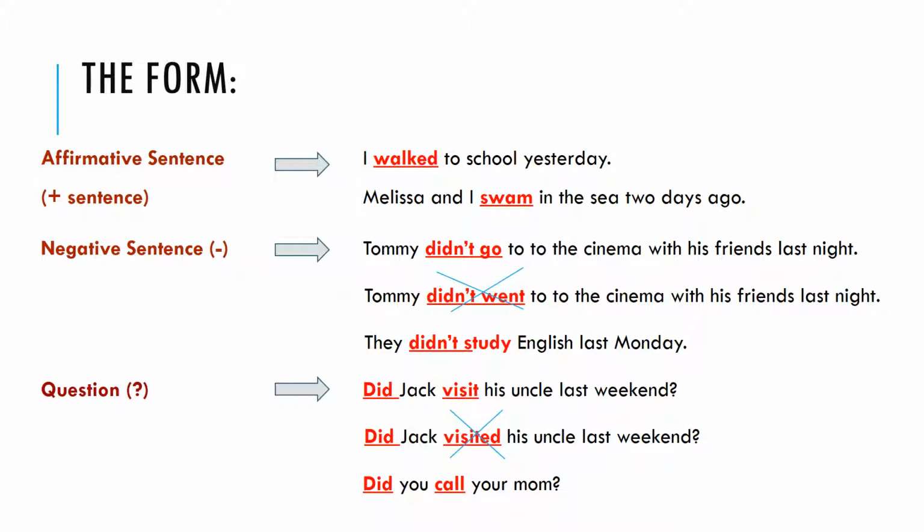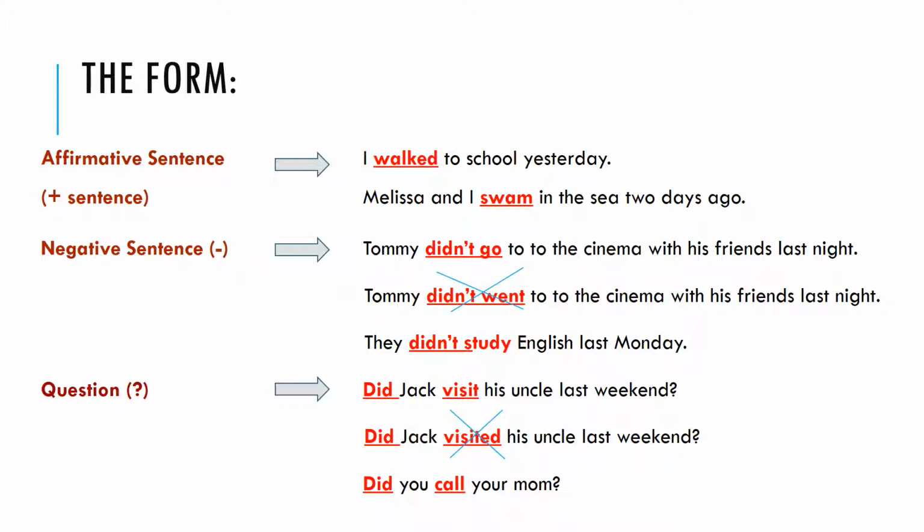When it comes to negative sentences and questions, we don't use the second form of the verb anymore. In negative sentences, the form we use is did not plus the verb itself. For example, Tommy didn't go to the cinema with his friends last night. When we make a negative sentence, we can't say Tommy didn't went to the cinema with his friends last night. Went is the second form, and when we use didn't in a sentence, we never use the second form of the verb anymore. They didn't study English last Monday is another example of a negative sentence in terms of structure.